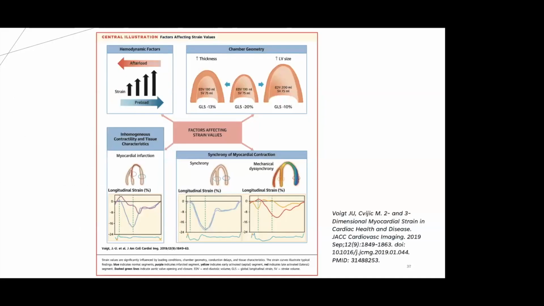And then just on the topic of strain analysis, I looked at some papers. This one was in JACC and looking at 2 and 3D myocardial strain in cardiac disease. And there's different factors that can impact our GLS. So afterload and preload. So the less afterload there is, the less strain we have, but as preload increases, the more strain can manifest. In the top right, we see that as the LV wall thickness and LV size changes, we really get a fluctuation of our GLS measurement based on those factors.